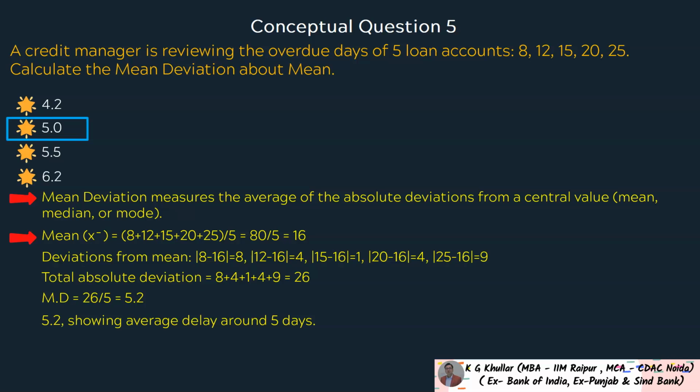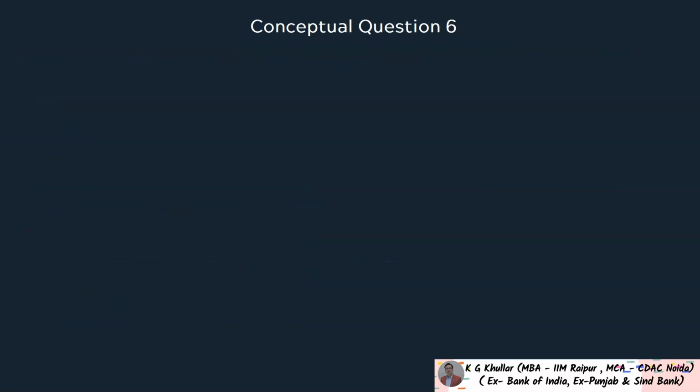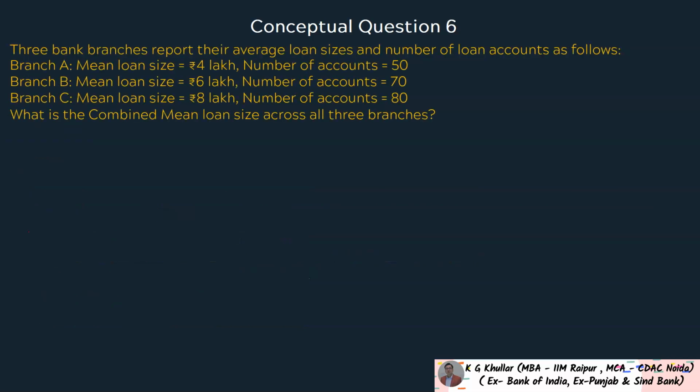Then next question is, 3 bank branches report their average loan sizes and number of loan accounts as follows. That is, branch A has mean loan size of rupees 4 lakhs while number of accounts is 50. Then branch B has mean loan size of rupees 6 lakh, number of accounts equals 70, while branch C has mean loan size of rupees 8 lakh while number of accounts equals 80.